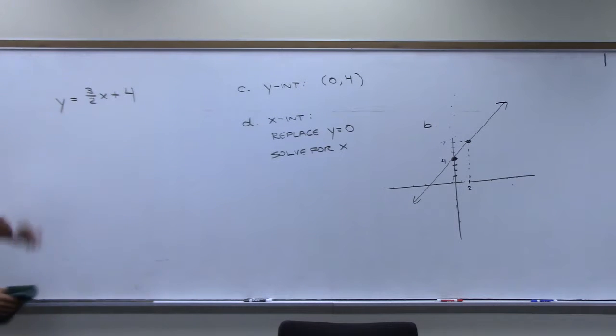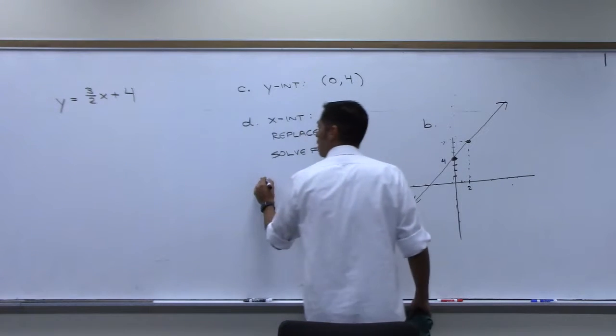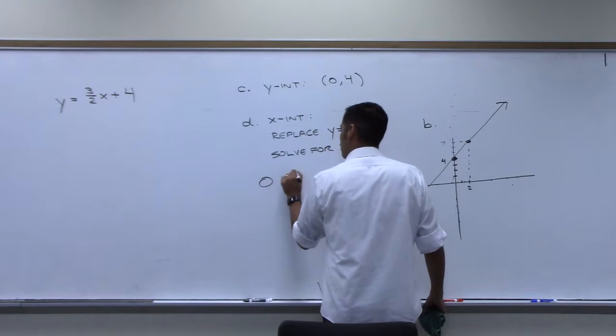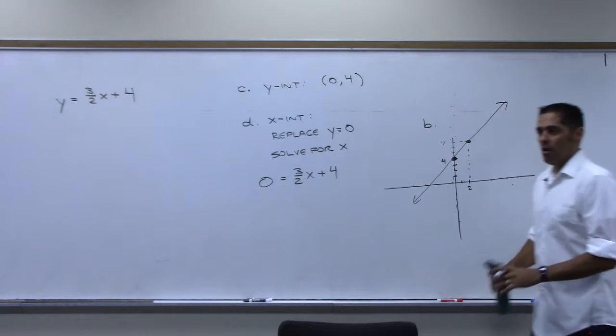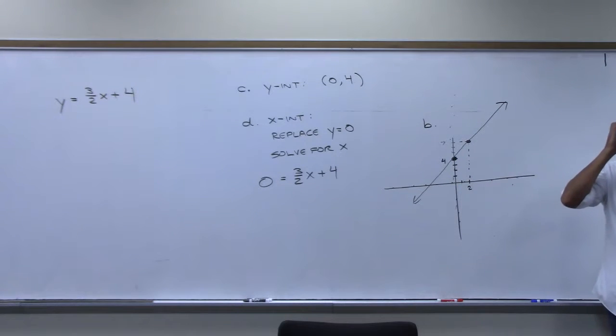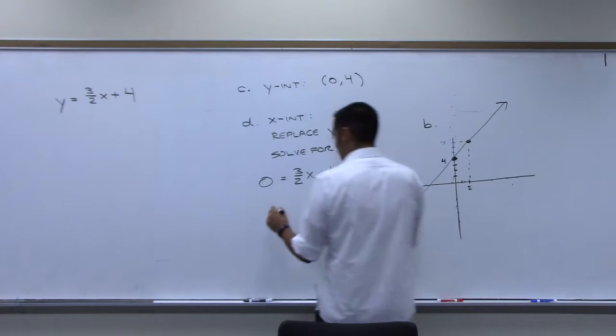So let's do that in this equation. I'm going to replace y with 0, which means that the left side of that equation is 0. The right side is 3/2 x plus 4. And I would trust that all of you could solve that linear equation. All right, what would we do first? Subtract 4 on both sides. We're trying to isolate x.